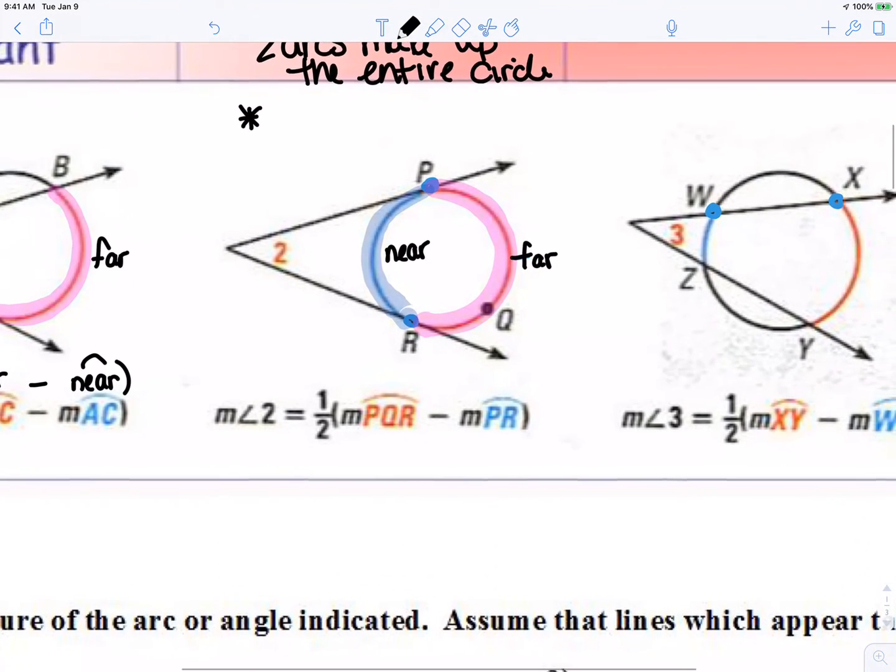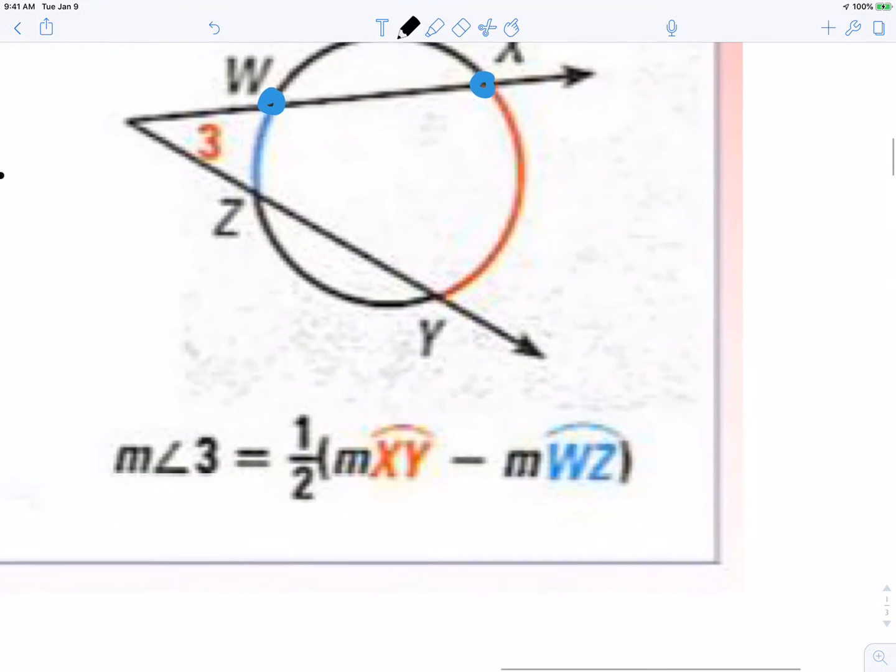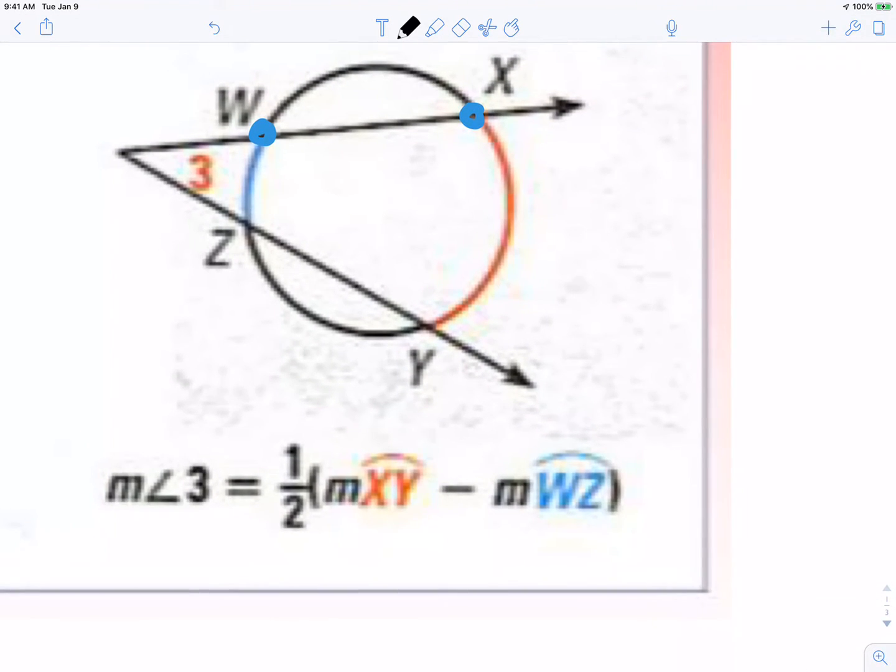Let's take a look at the formula. So to find the measure of angle 2, according to the formula below, it says take half of arc PQR, so that's the faraway arc, and subtract the measure of PR, and that is the nearby arc. So half the difference again, and it is far minus near again. So let's look at the third one.